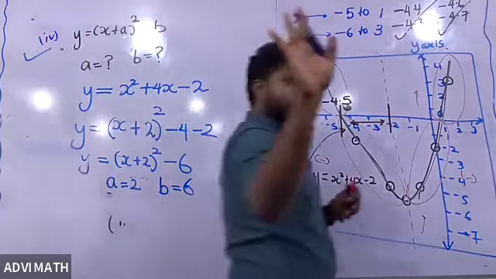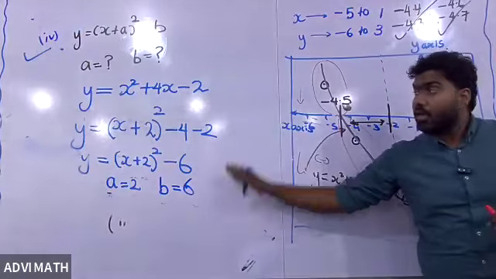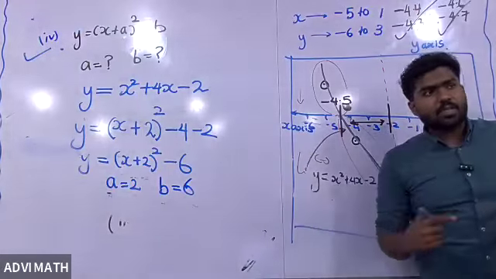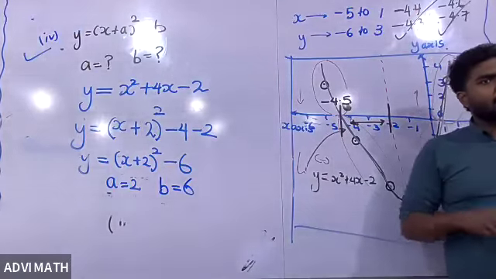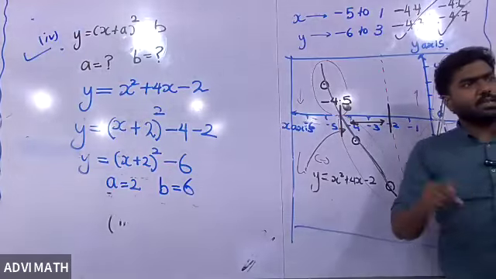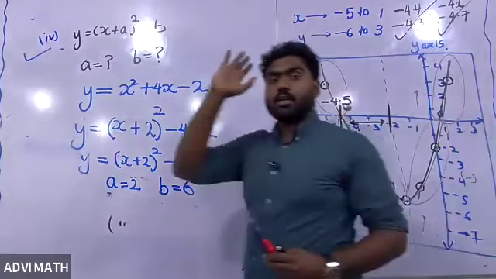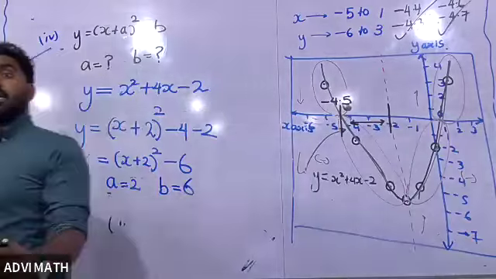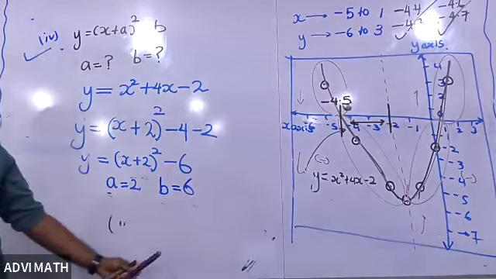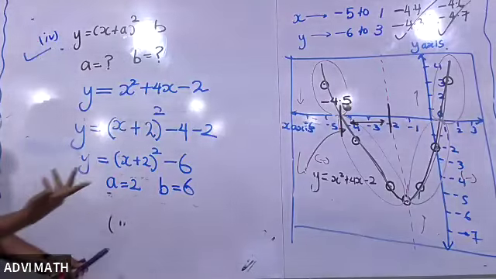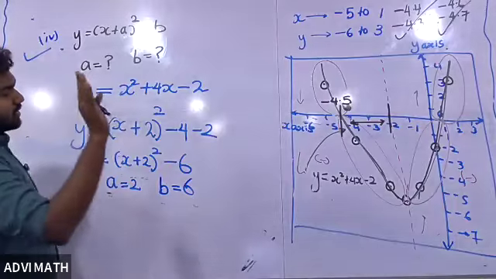Guys, listen to me very carefully. This is the hardest part: completing the square in a quadratic equation. Did you understand why I insist on completing the square? Why? Completing the square will be useful for the graph. Otherwise, you can't find it.